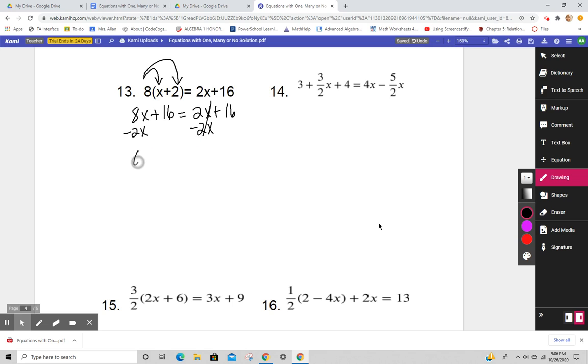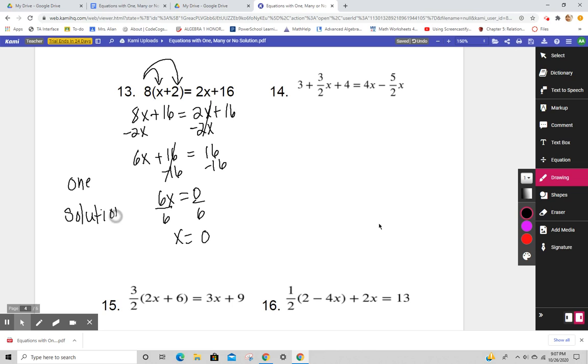8x minus 2x, that's 6x, plus 16 equals 16. Subtract 16 from both sides. 6x equals 0. Divide both sides by 6, and x equals 0. We have one solution. 0 is a solution.